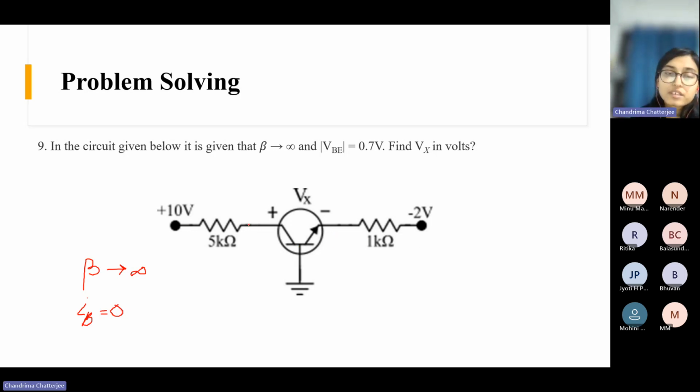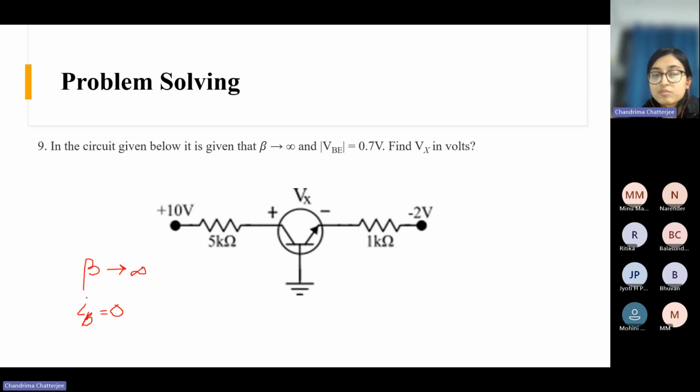So this is simply the KVL equation here, right? In this terminal, the source voltage is given as 10 volt. Here there is VEE voltage, which is given as minus 2 volt, right? And there are two resistances, 5 kilo ohm and 1 kilo ohm.